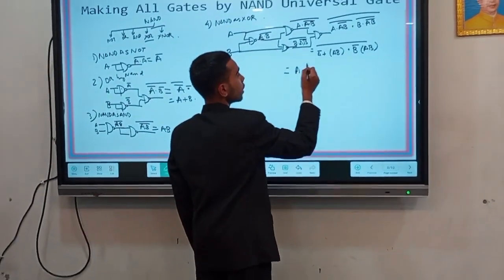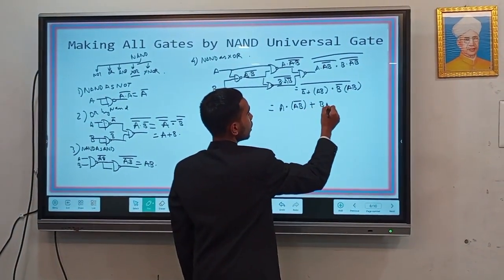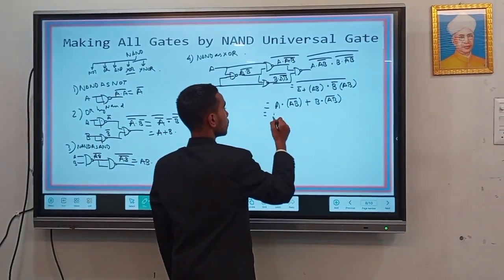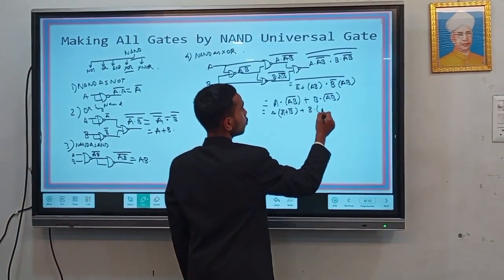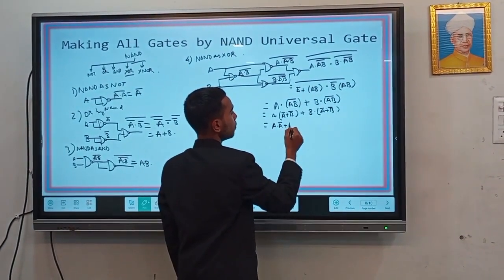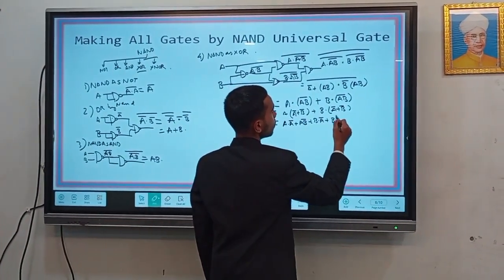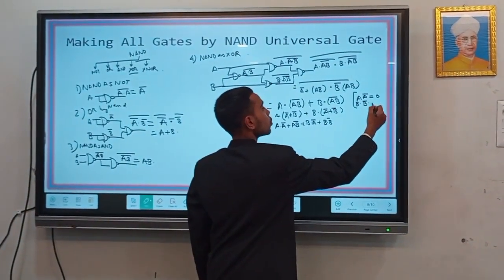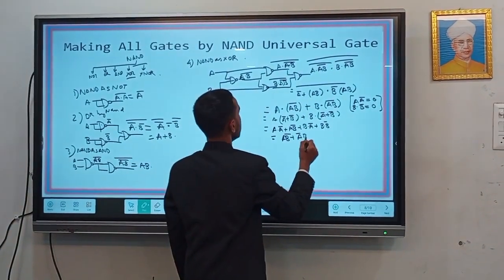It will give us A into (AB) total complement plus B into (AB) total complement. So it is going to solve as A into (A complement plus B complement) plus B into (A complement plus B complement). Now we will solve it as A into A complement plus A into B complement plus B into A complement plus B into B complement. Now A into A complement equal to 0 and B into B complement also equal to 0. So we are going to get AB complement plus A complement into B. Okay.